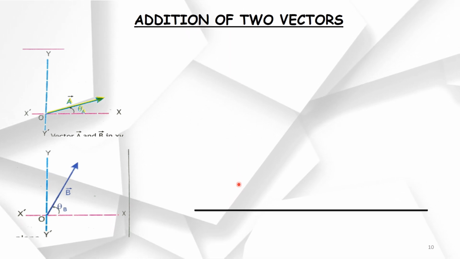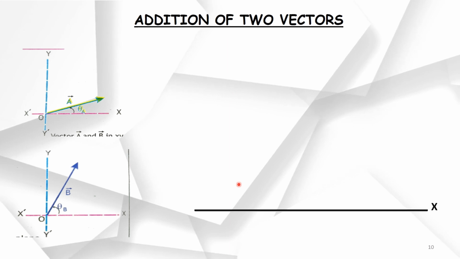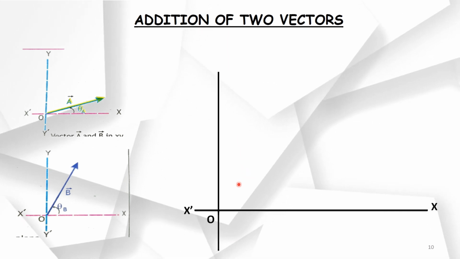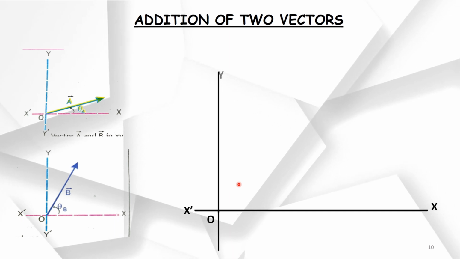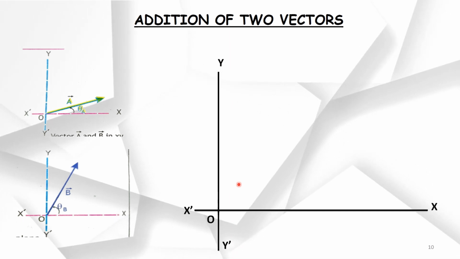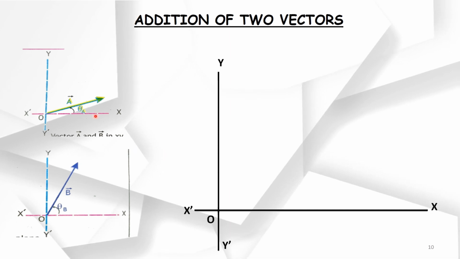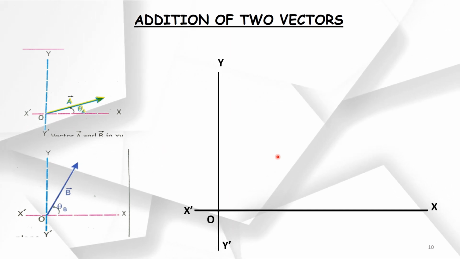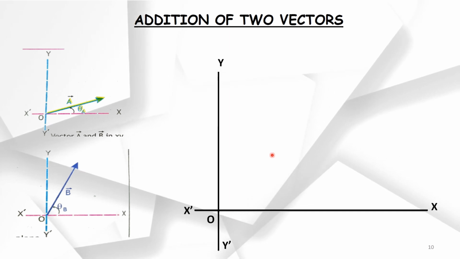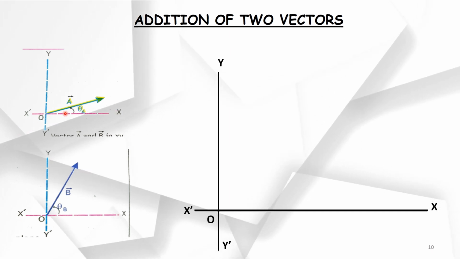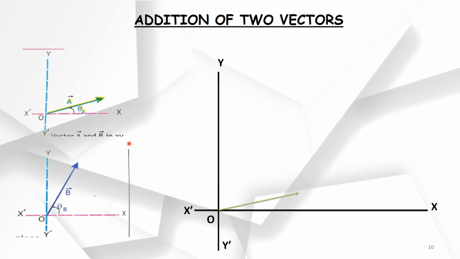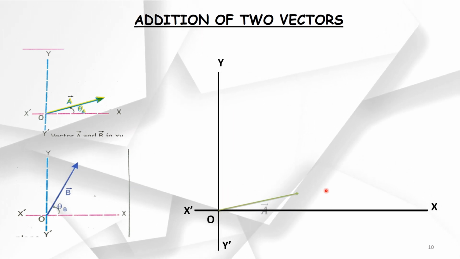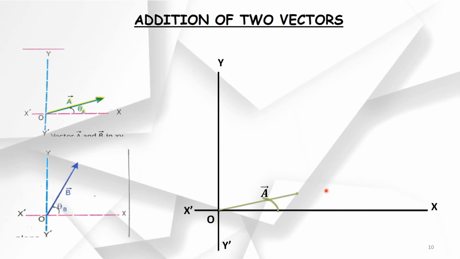First, I will make the x-axis, X'OX, where O is the origin, and from that origin I will draw the y-axis, Y'OY. Then I will draw vectors A and B on the same scale. First, I will draw vector A in the same direction as shown in this diagram, like this. As you can see, they both look the same. This vector A makes angle theta A with the x-axis.